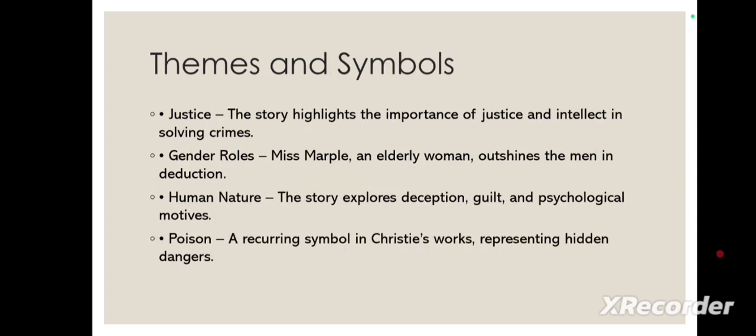The major themes and symbols. Justice: the story highlights the importance of justice and intellect in solving crimes. Gender roles: here we can see that Miss Marple, an elderly woman, is outshining the men in deduction. Human nature: the story explores deception, guilt, and psychological motives. Then, poison is a recurring symbol in Christie's work, representing hidden dangers.